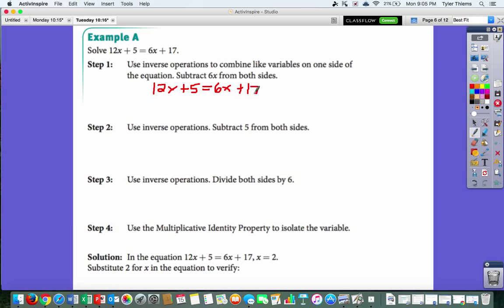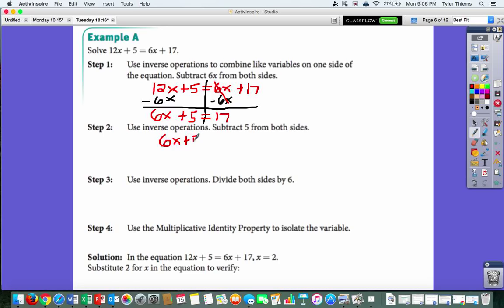So step number 1, we're going to use inverse operations to combine the variables to one side of the equation only. So the first thing we're going to do is we're going to subtract, after I draw my balance line, 6x to the right to get rid of that 6x over there. And then you have to do the same thing to the other side. Rewrite our new equation after step 1, and we have the equation 6x plus 5 equals 17 now, because these 6x's are gone. That's step 1.